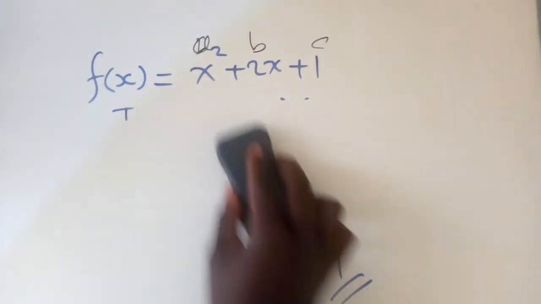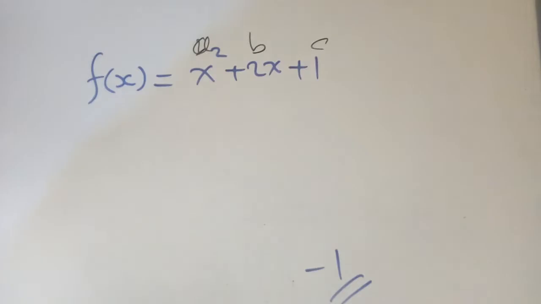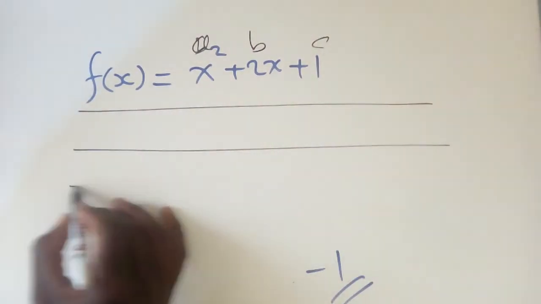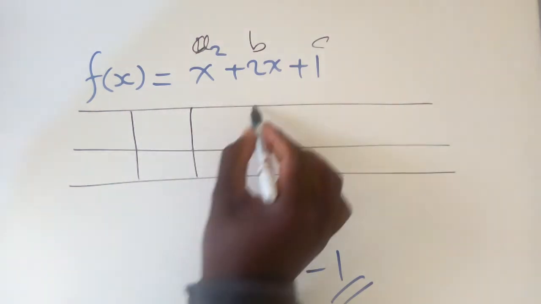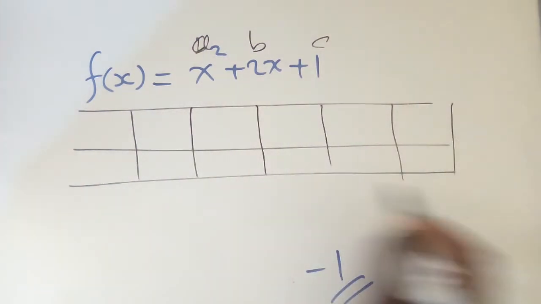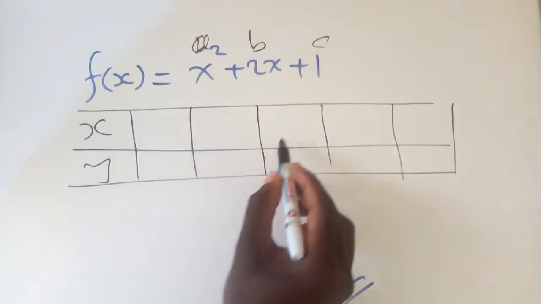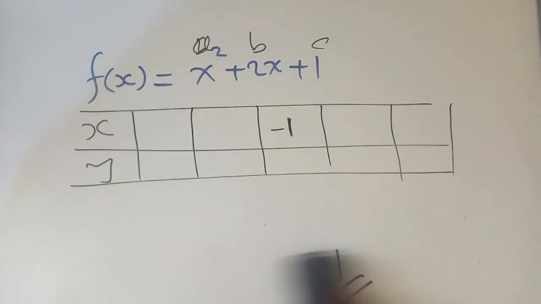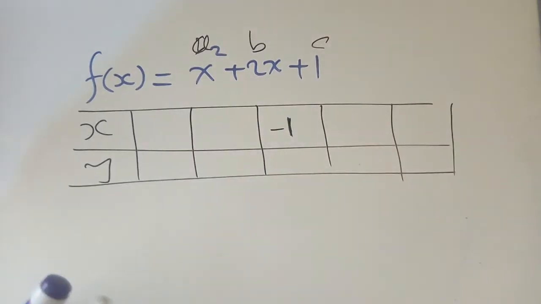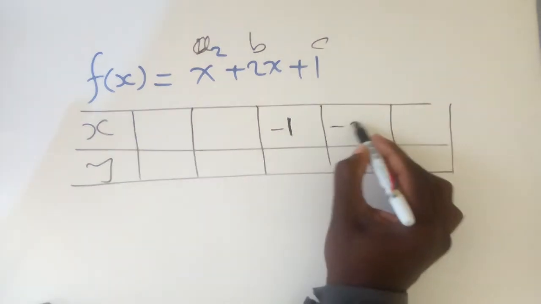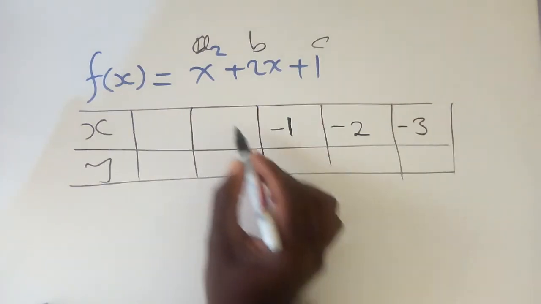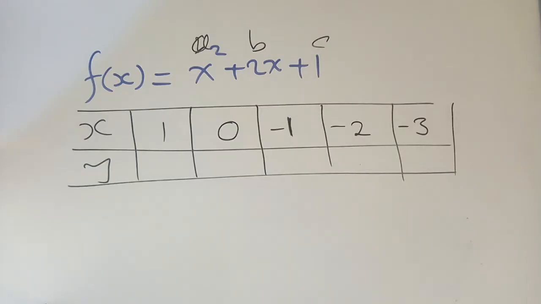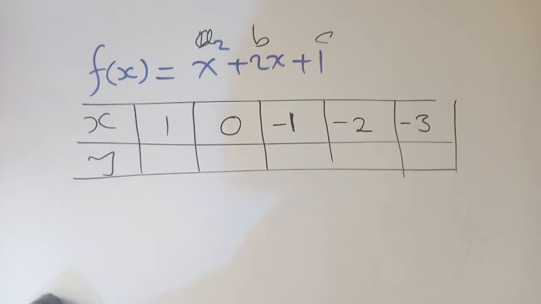Since we have the x value, we can do our table of values like this. So this is the x value, y value. Here we know the x value we've just found, -1. That's the key. After -1, what follows is -2, -3. Before -1, there is 0. After 0, there is 1. Now we can start calculating the y values.